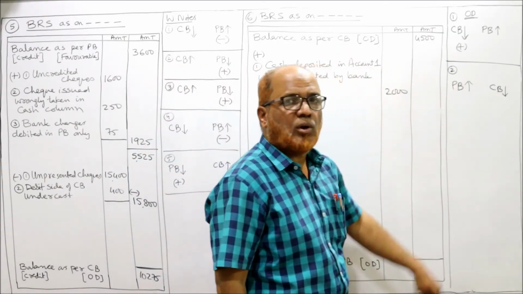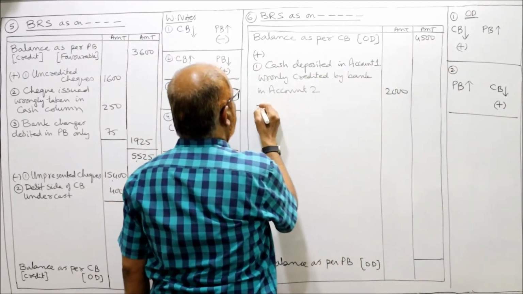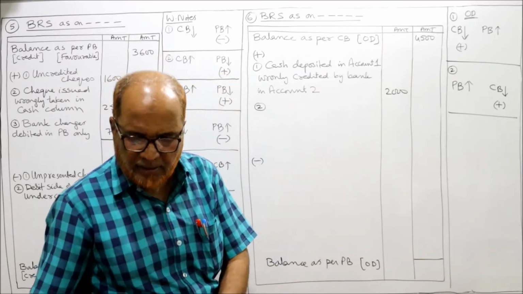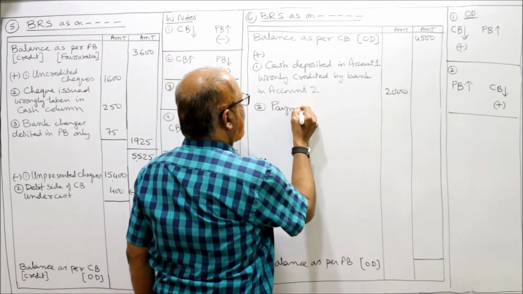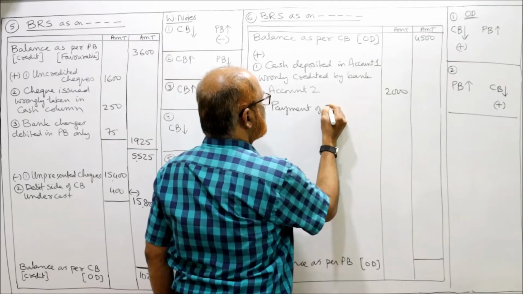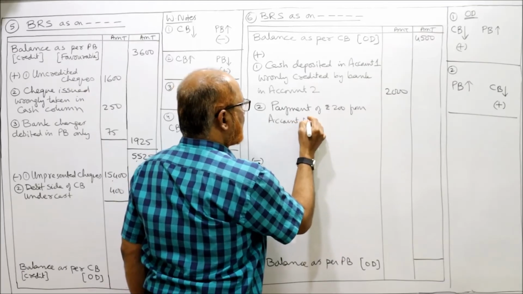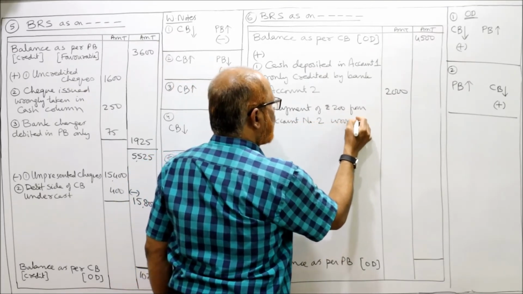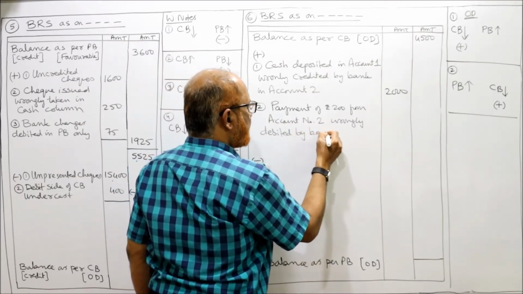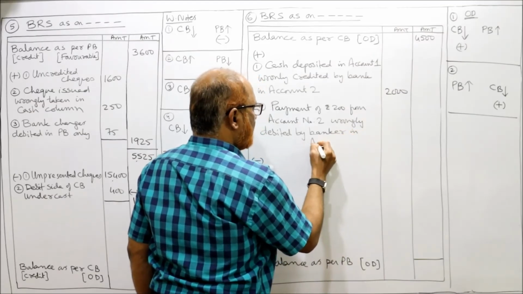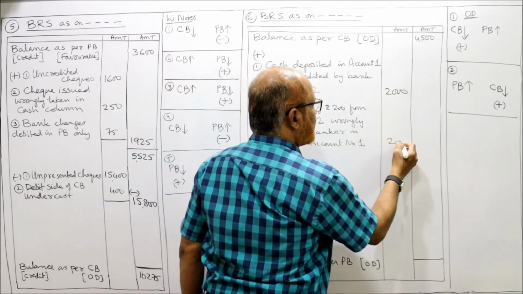So the cash book is showing less overdraft. So what do we have to do here? Add. So what is the transaction? The transaction says a payment of rupees 200 from account number 2, wrongly debited by the banker in account number 1. So 200 rupees will come here.